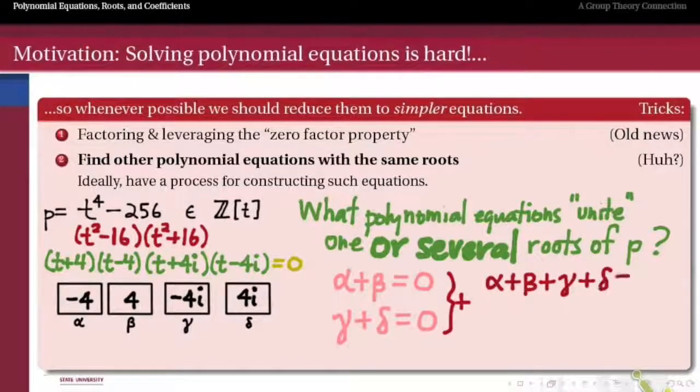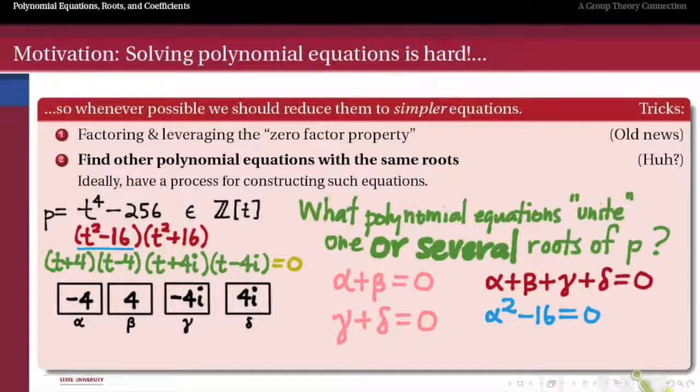But we can get fancier. We can take these two equations that are satisfied by alpha and beta and gamma and delta separately and add them together to get an equation that relates all four of the roots together. Alpha plus beta plus gamma plus delta is equal to 0. So here's a polynomial equation in four variables that's satisfied by the four roots of p. We can get fancier too.